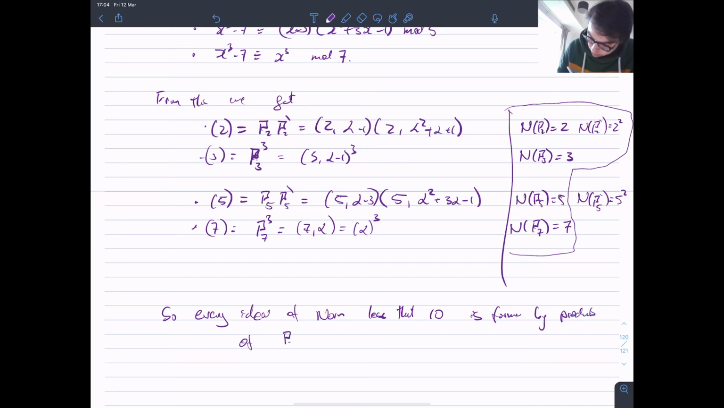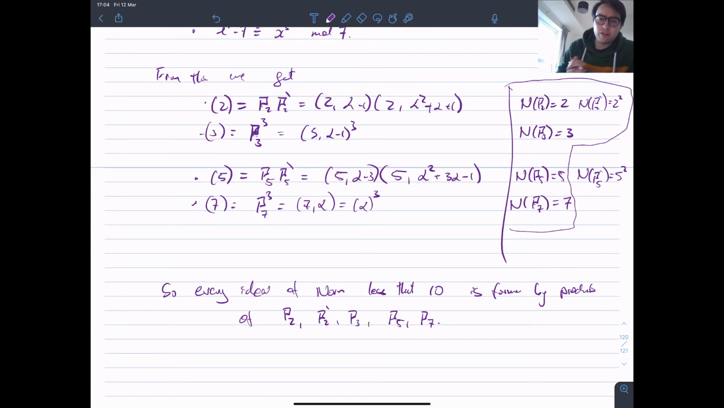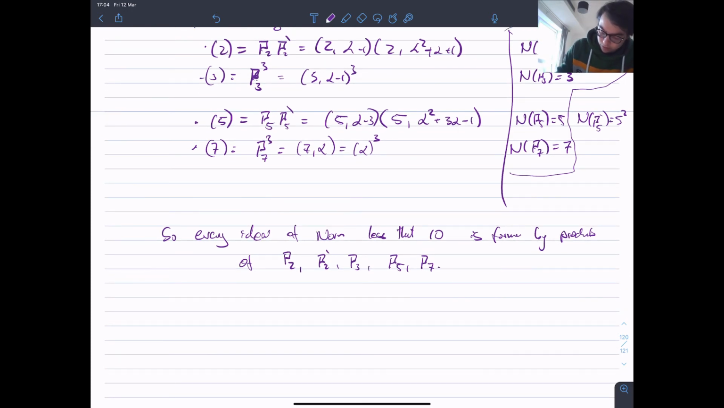So you have your P2, P2 primed, P3, P5, and P7. So all of the ideals are formed like this. So we somehow just need to understand the group structure for it. This is like a set of generators now for my group, and we've got to understand if they're distinct or not in the class group. So that's for the ideals.